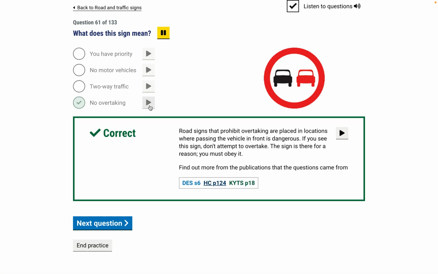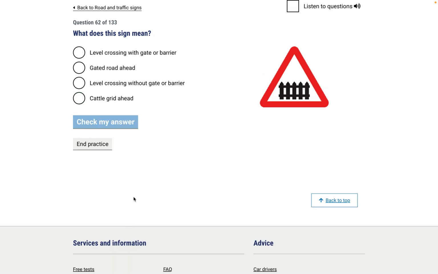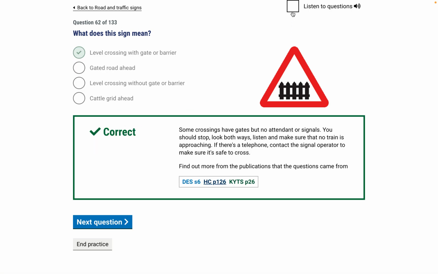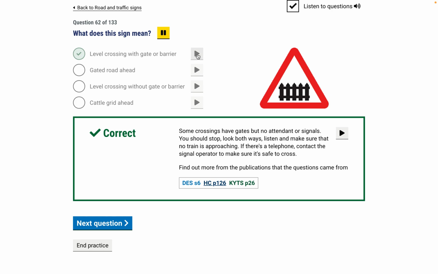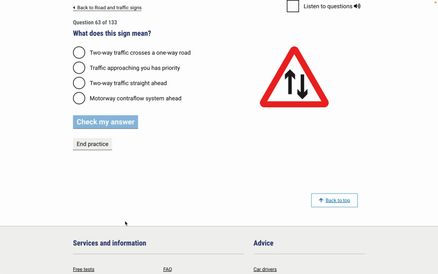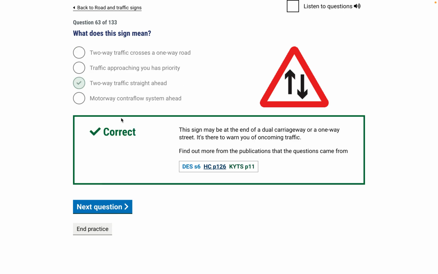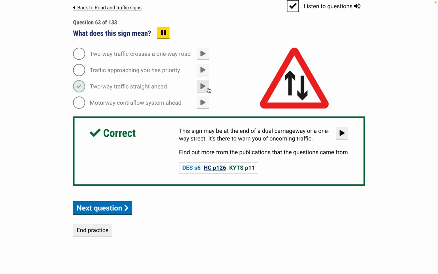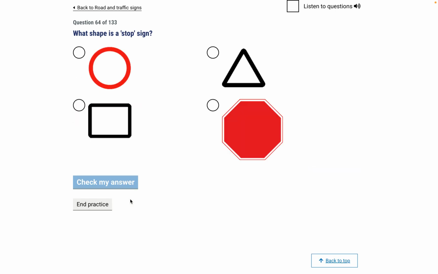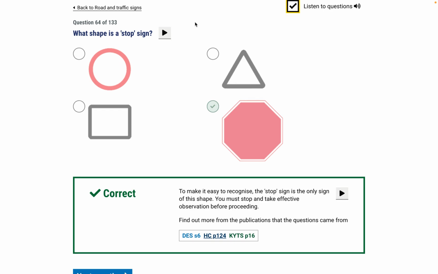What does this sign mean? No overtaking. What does this sign mean? Level crossing with gate or barrier. What does this sign mean? Two-way traffic straight ahead. What shape is a stop sign?